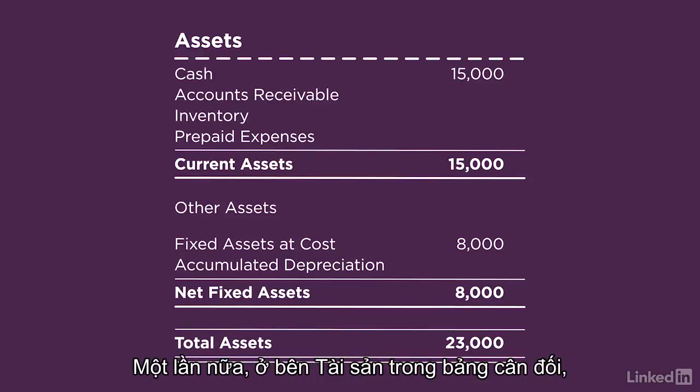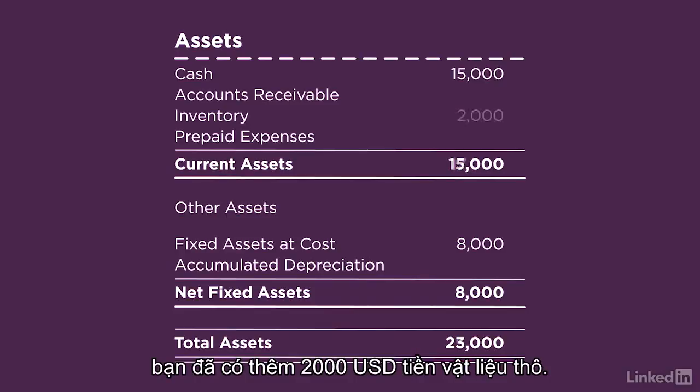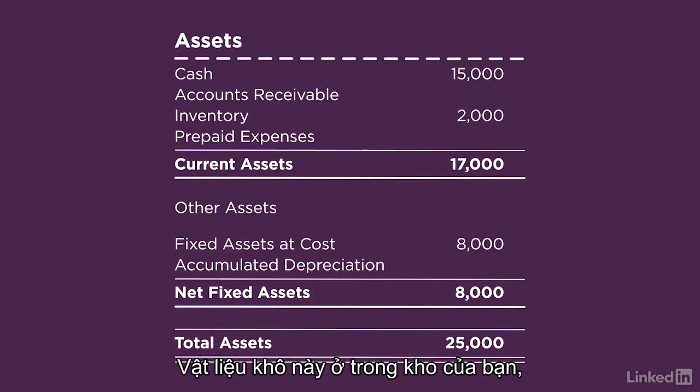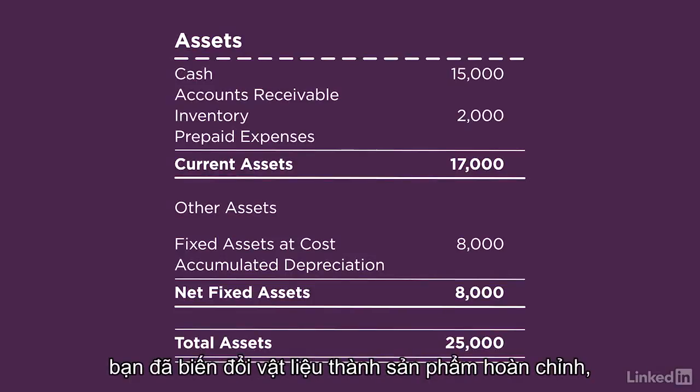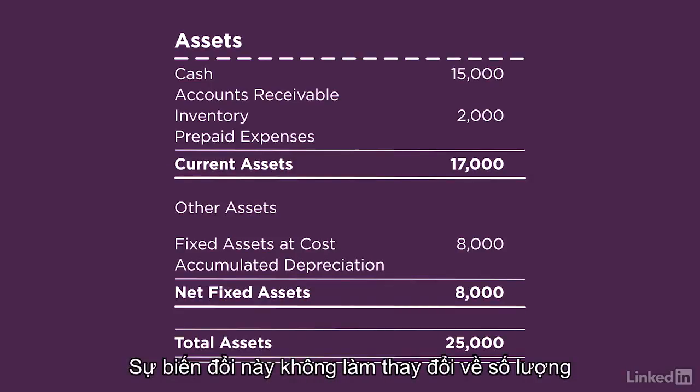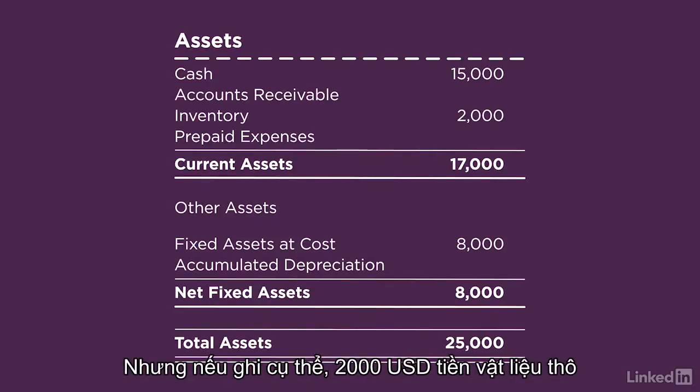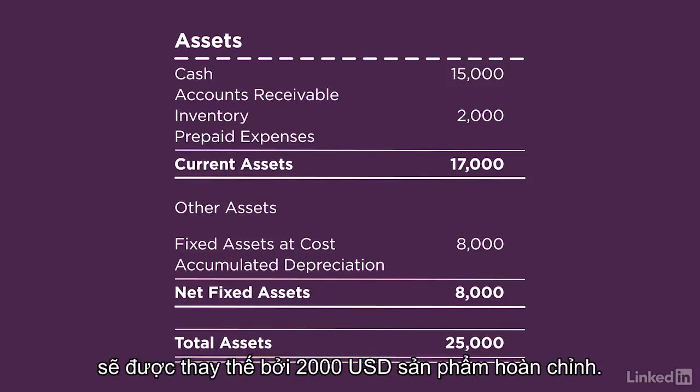Again, on the asset side of the balance sheet, you have now $2,000 worth of raw material. This raw material is in your inventory, which therefore calls for increasing the inventory category by $2,000. With the raw material and machine, you transform the material into a finished product, ready to be sold. This transformation will have no visual impact on the balance sheet, but in the details, the $2,000 of raw material will be replaced by $2,000 of finished goods.